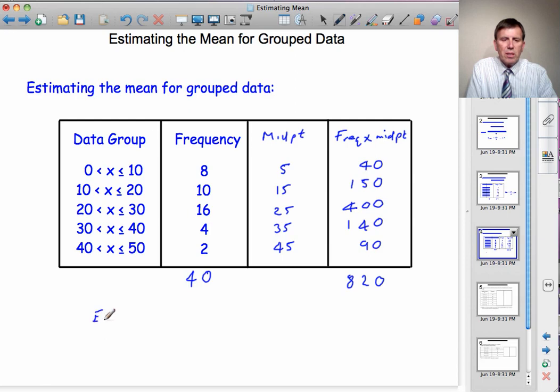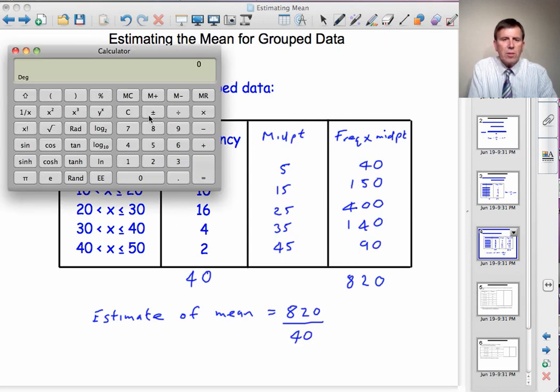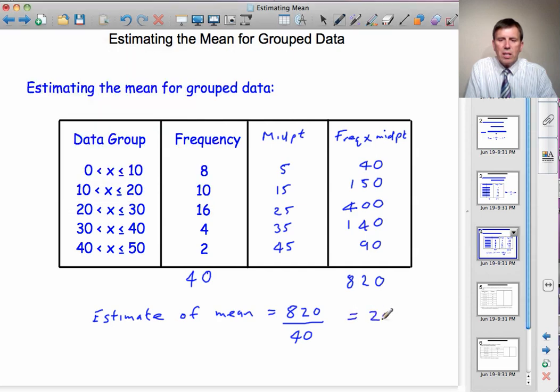So our estimate for the mean is equal to our estimate for the sum of the data, 820, divided by the number of data items, 40. Let's pull up a calculator to do that. 820 divided by 40 is 20.5. So our estimate for the mean is 20.5. Don't round it. Give it to at least 1, perhaps 2 decimal places.